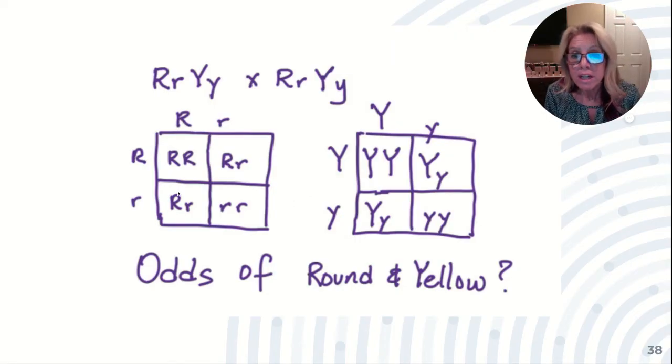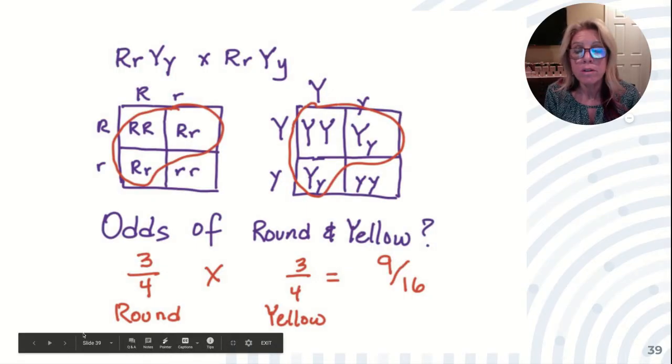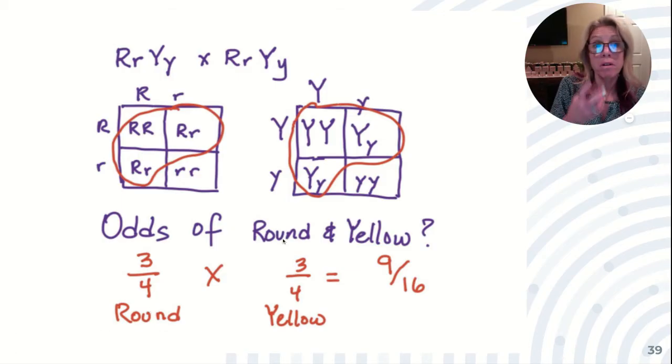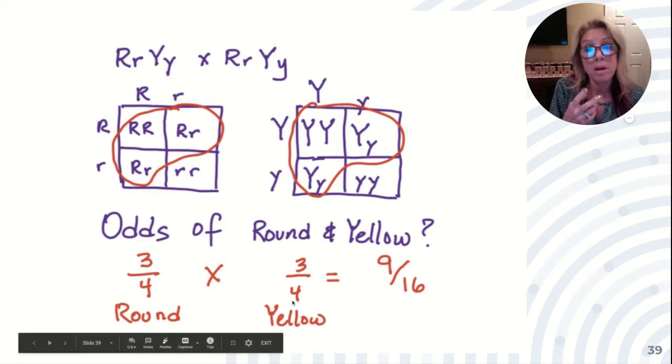Well, what are the odds of roundness out of this Punnett, right? 1, 2, all 3 of these would be round, right? Only 1 would be wrinkled. So 3 out of 4 would be round. And over here, 3 out of 4 would be yellow. So all that you need to do is take the probability of the roundness and multiply it by the odds of yellowness, right? In our product rule, 3 times 3 is 9, 4 times 4 is 16.